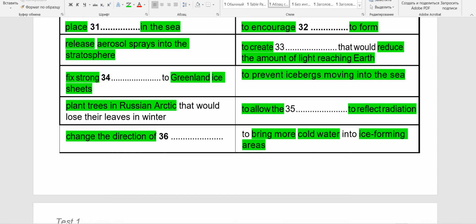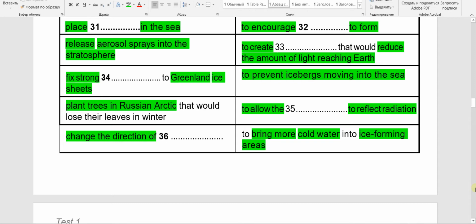Release aerosol sprays into the stratosphere to create gaps that would reduce the amount of light reaching Earth. Guys, it's very easy to answer that question, but I will continue with our sentences in that way. Release aerosol sprays into the stratosphere, these are our keywords. Create, also a keyword. Reduce the amount of light reaching Earth, also keywords.